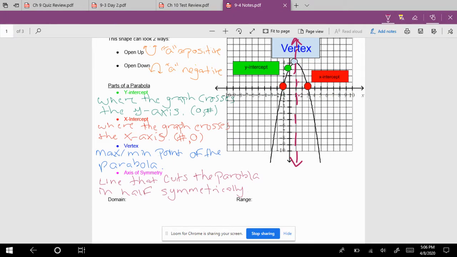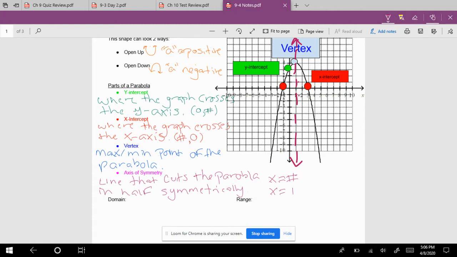Now, we're also going to be asking you for the equation of that line. Now, that is a vertical line. So every vertical line, when you write the equation, it is x equals whatever x value that it crosses through. So like on our example, that goes through +1, so that would be x equals 1, would be our axis of symmetry.